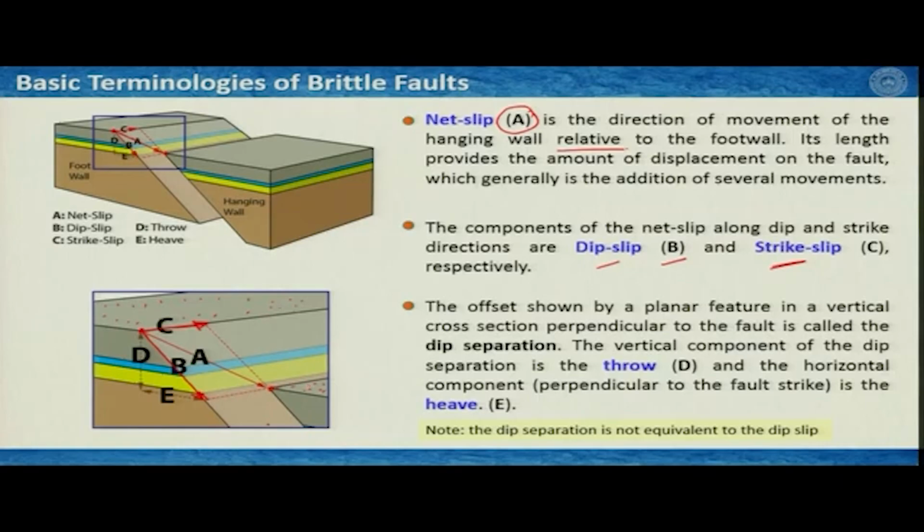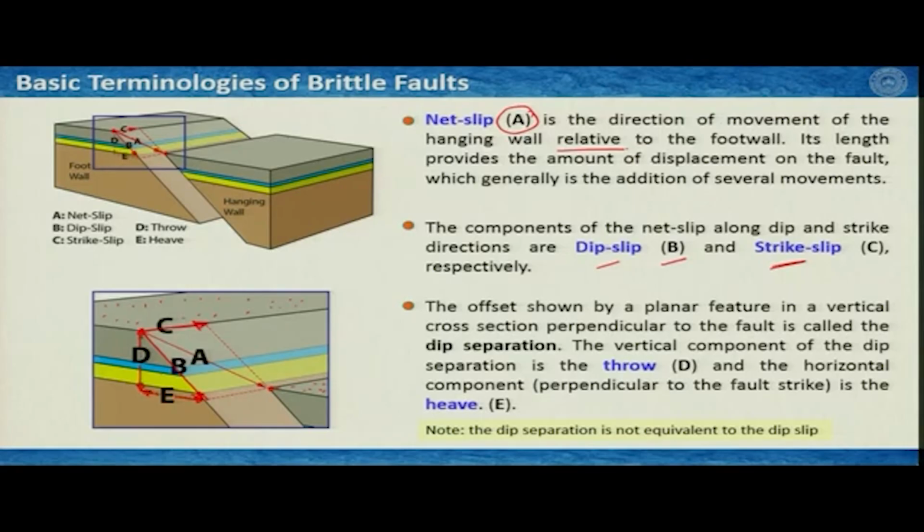So, the magnitude of the movement, if you measure vertically, is known as throw. In this case it is this distance, marked by D. And the horizontal displacement, if there is any, is known as heave, which is marked by E.